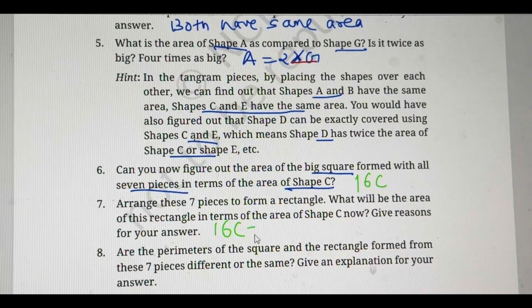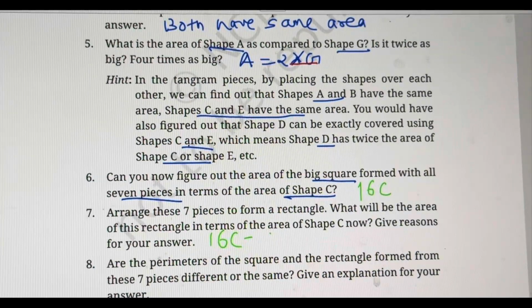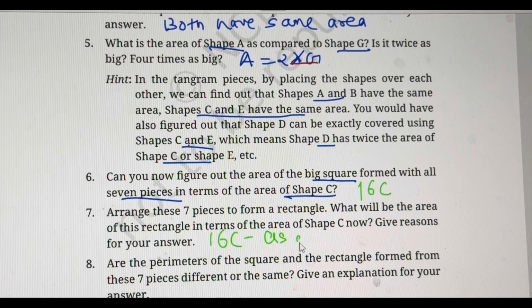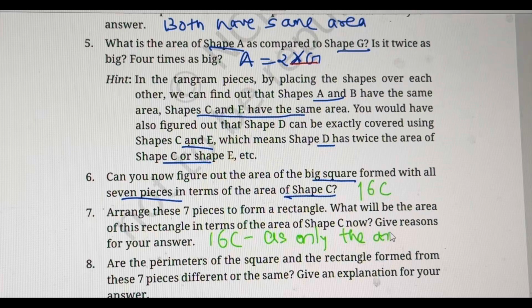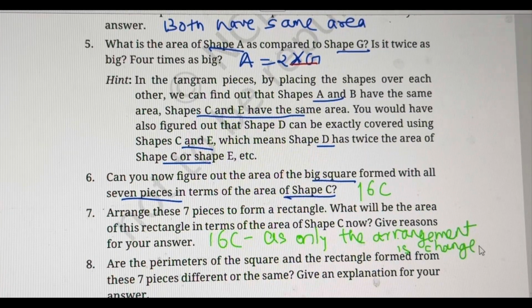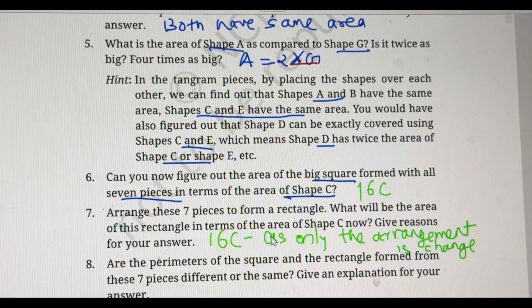Area is same. Why? Because the same shapes are used to arrange it. So area remains the same, 16C, as only the arrangement of the same shapes, right? Arrangement is changed. Shapes all are used. They are just arranged differently. Okay. So area remains same, 16C.